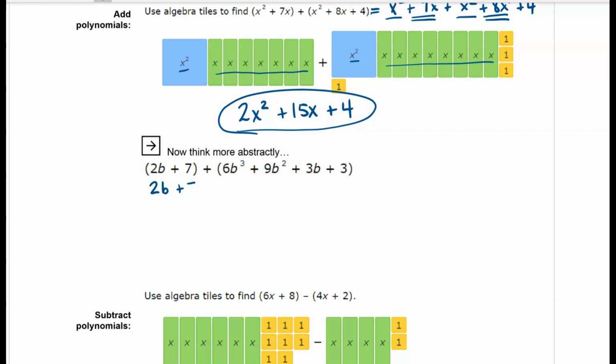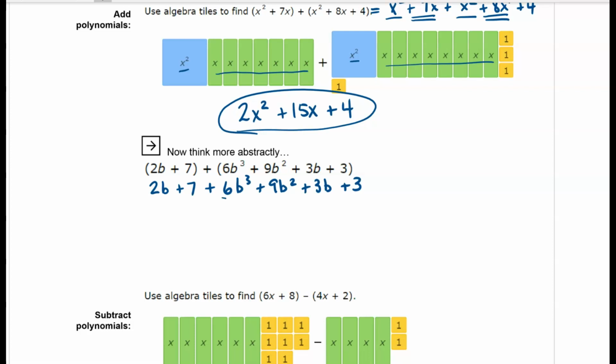I don't need the groups because I'm adding, so I'm just going to drop the parentheses. My next polynomial, 6b to the 3rd plus 9b squared plus 3b plus 3. All I've done is drop the parentheses. Now I'm looking through the list and I want to find the like terms. It's a common practice to write your highest exponent first, so I'm going to do that. That is not required, but since it's usually written that way, that's what I'm going to do.